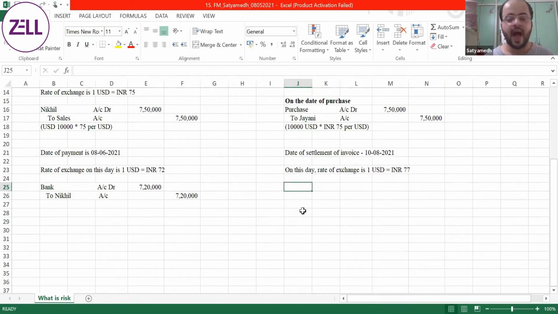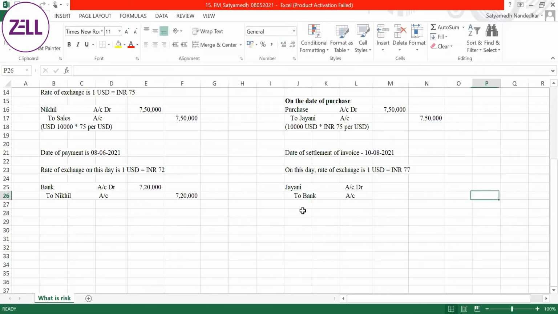Jaini says, I need $10,000 to be paid to me. अब वो तुम्हारे करेंसी में कितना आता है? I don't give a damn. I need to be paid $10,000. So Jaini is a creditor. I am making that payment to her. It will be Jaini account debit to bank.